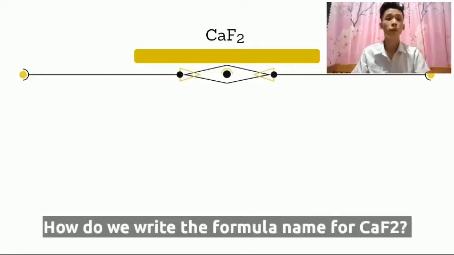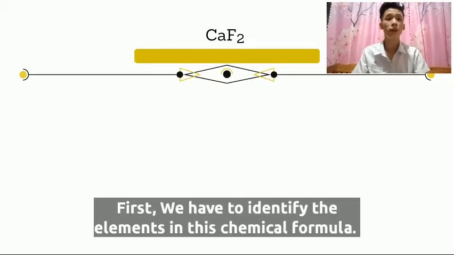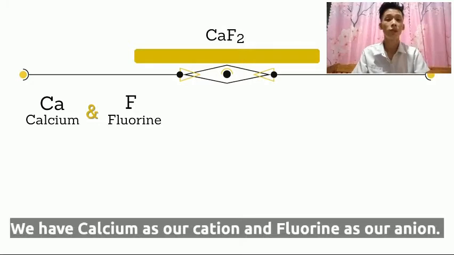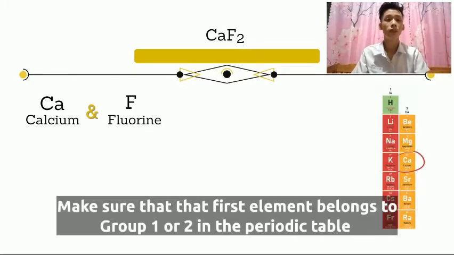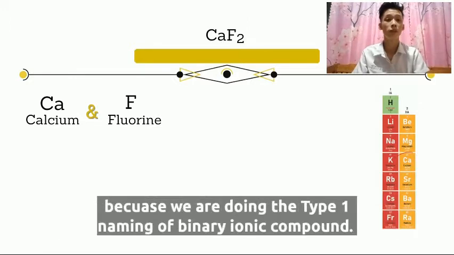How do we write the name for the formula CaF2? First, we have to identify the elements in this chemical formula. We have calcium as our cation and fluorine as our anion. Make sure that the first element belongs to group 1 or 2 in the periodic table because we are doing the type 1 naming of binary ionic compounds.